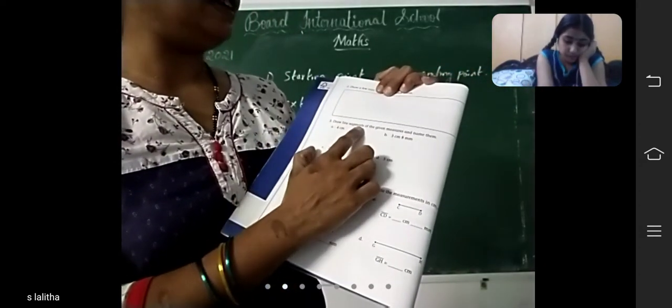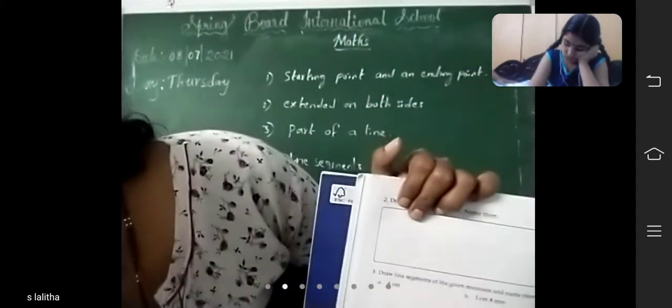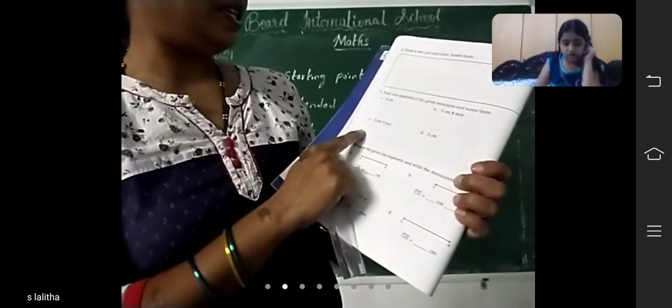Okay, capital letters. Next, draw line segments of the given measures and name them. What is given here? 4 centimeters. So you should take a ruler and draw 4 centimeters. Already you know how to draw. Draw a line segment and name it: A, B, P, Q, R, S, any letters you should use. Like that, 3 centimeters 8 millimeters, 2 centimeters 9 millimeters, 5 centimeters. Draw the line segments and name them.